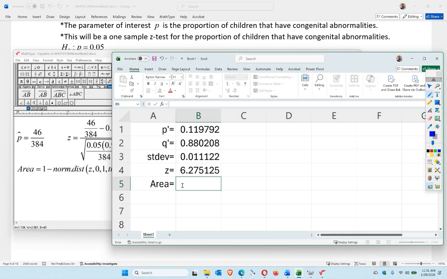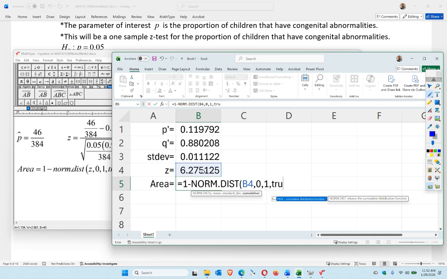So equals 1 minus NORM.DIST. Oh, I didn't put the equals. It pops right up. It actually tells you got to put the x in there, right? So that's actually the z, because we're doing it in terms of z. Comma 0, comma 1 is what you use for z. You don't need to change them from standard. And then comma true, which means to cumulatively add up all the area, right?